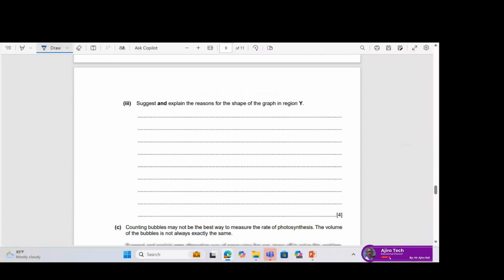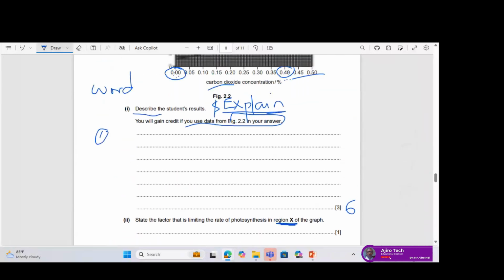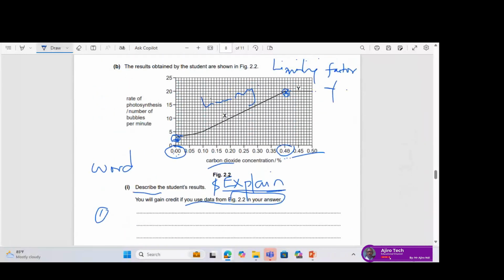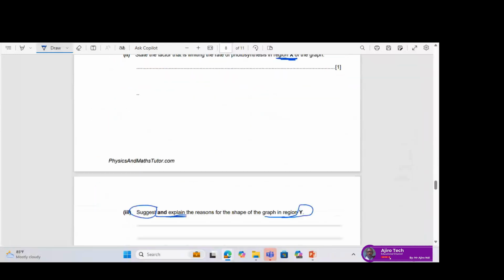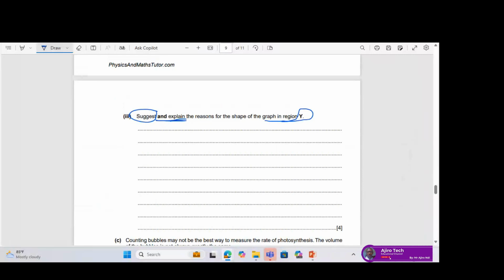Now, this one says suggest and explain the reason. Now, they are giving explanation. You are suggesting and you are giving the reason. Explain the reason for the shape of the graph in region Y. Why is the graph taking a constant shape in region Y? Okay, with reason. You can do that now. That's 4 marks. So we need 4 points at least.